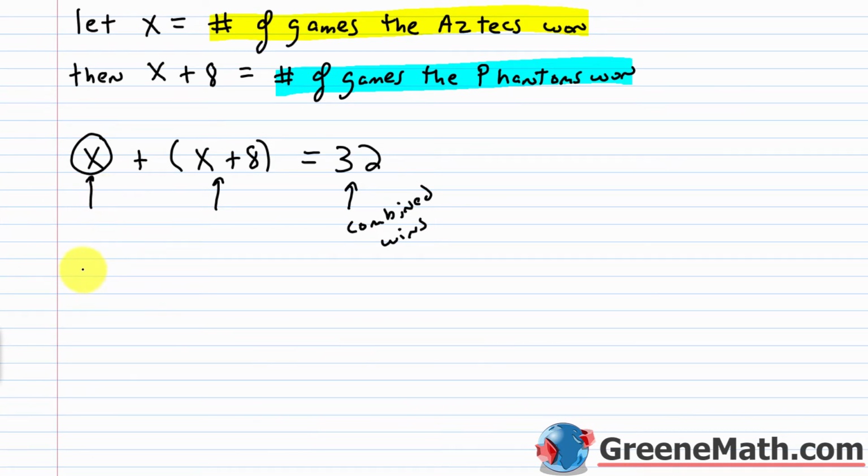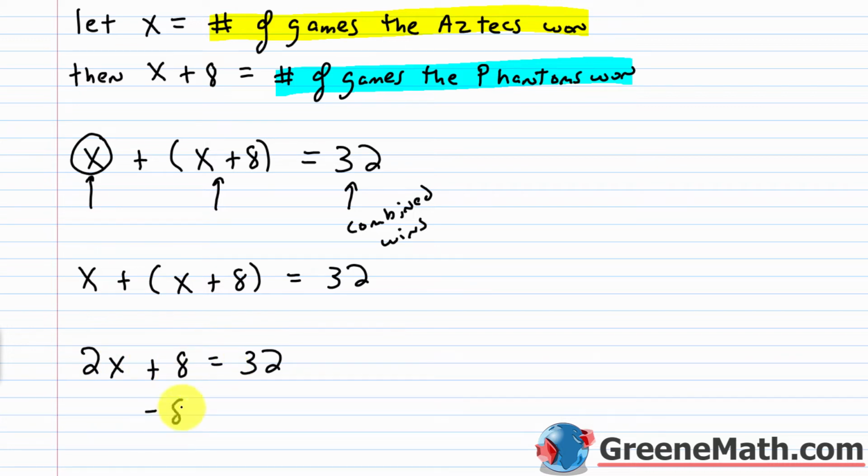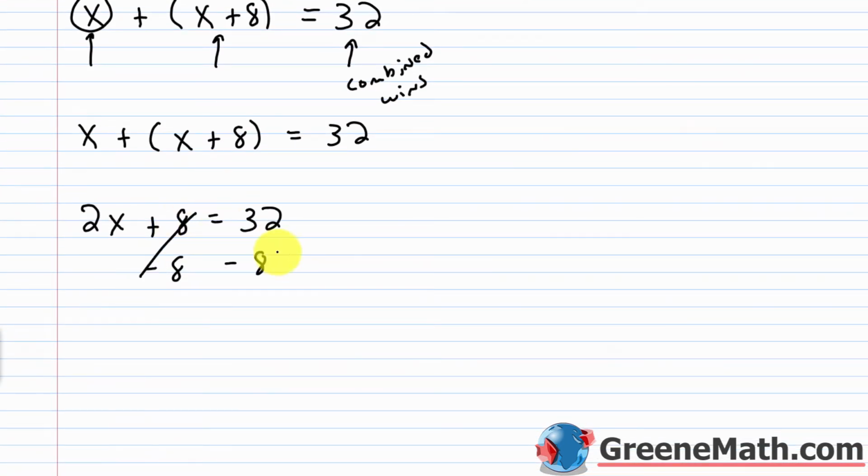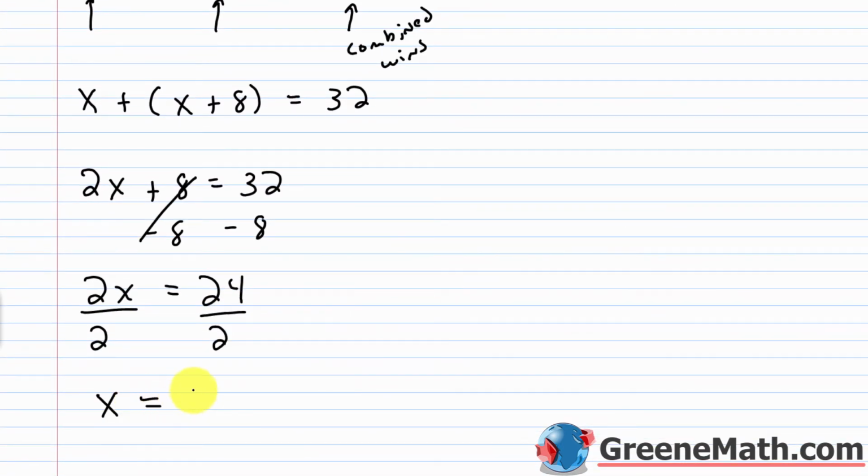So if we have x plus this quantity x plus 8, we'd have x plus x, that's 2x, plus 8 equals 32. Subtract 8 away from each side of the equation. This will cancel, and we'll have 2x equals 32 minus 8, which is 24. Divide both sides of the equation by 2, and I'll have x is equal to 12.